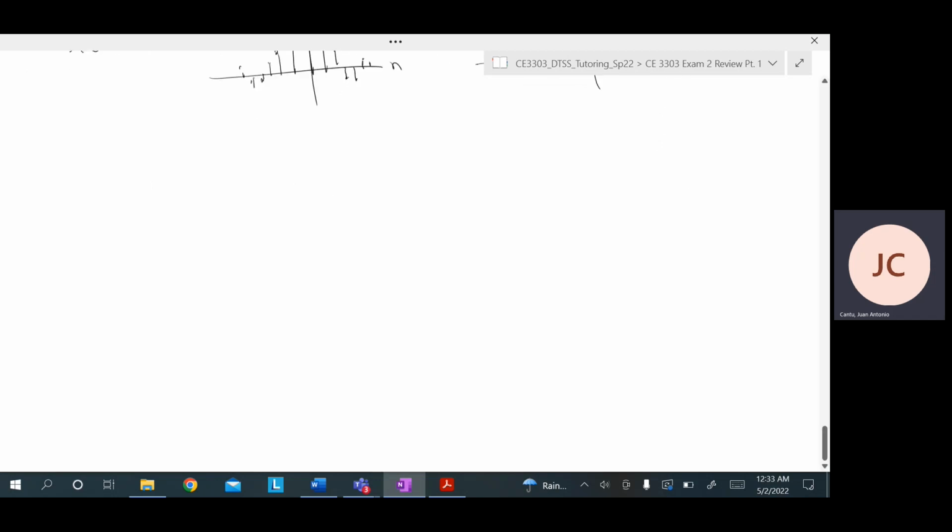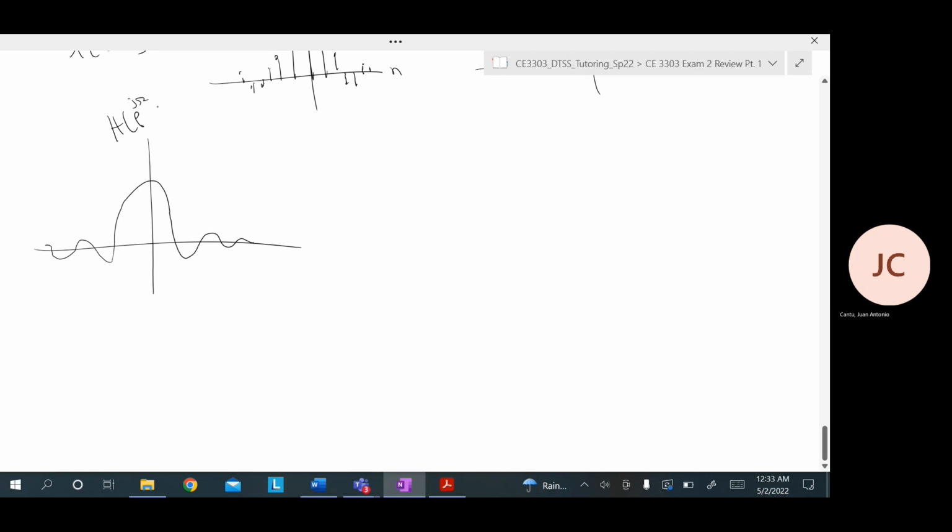So let's say I have this sinc function, and this represents my discrete time Fourier transform. This is my frequency representation of x of t. I'm using a different x of t, so don't worry about the previous drawing I did. But this is my DTFT, okay?